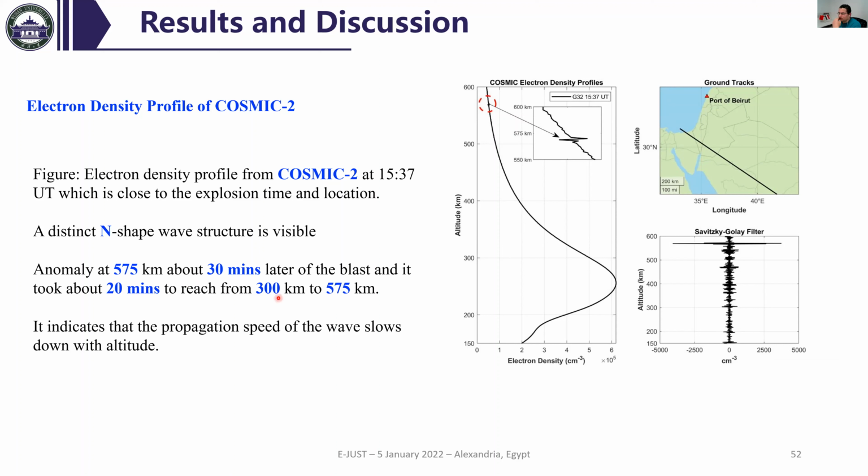But from altitude 300 to 575, it takes about 20 minutes. So it's 10 minutes from the ground to 300, and then about 20 minutes. So it indicates that the propagation speed of the wave slows down with altitude.